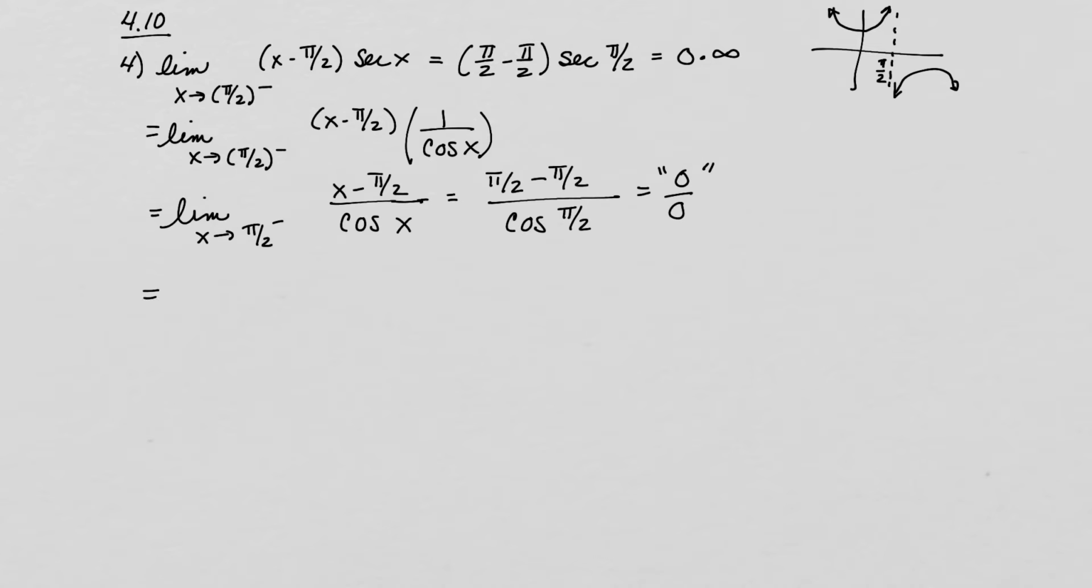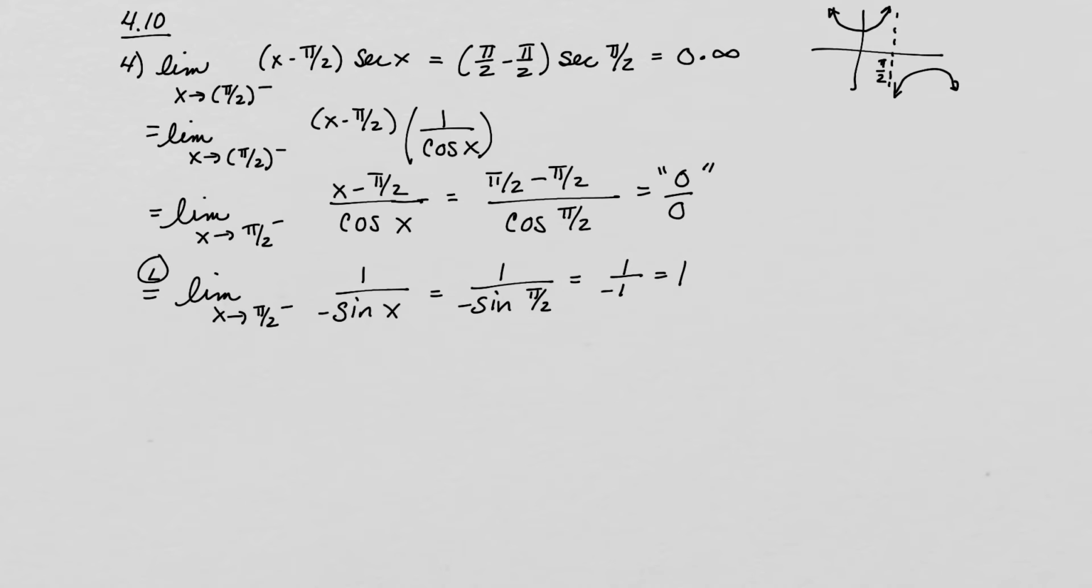Now I can do L'Hopital's rule. The limit as x approaches pi over 2 from the left: the derivative of the top is 1, and the derivative of cosine x is minus sine x, I forgot the minus. If I plug in, I get 1 over minus sine of pi over 2, which is 1 over minus 1, so the whole entire limit is minus 1.